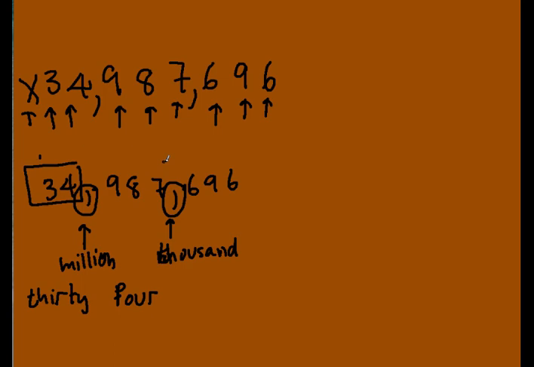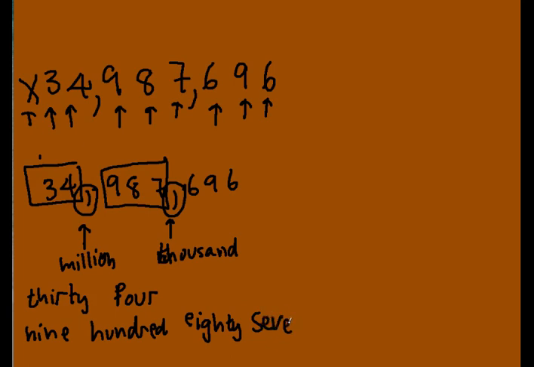Look at the next number. We know how to read this one. We just practiced on it. This is 987. And look at the last three numbers. How would you read this? 696.